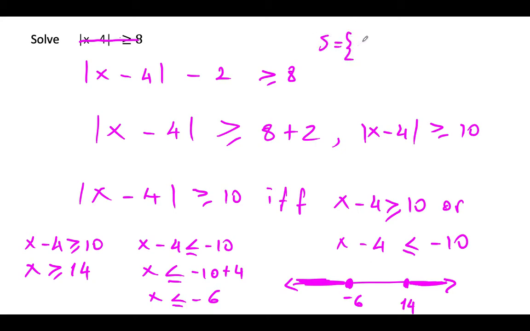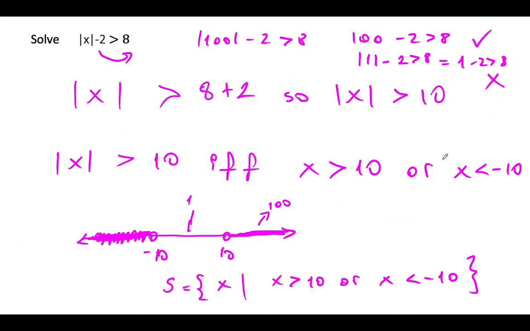Solution set is x such that x is less than or equal to negative 6 or x is greater than 14. By the way, it's better to say also x is what kind of number? It's a real number. Even here we can say that, comma, x is a real number. Or you can even say here at the beginning x is element of real number.